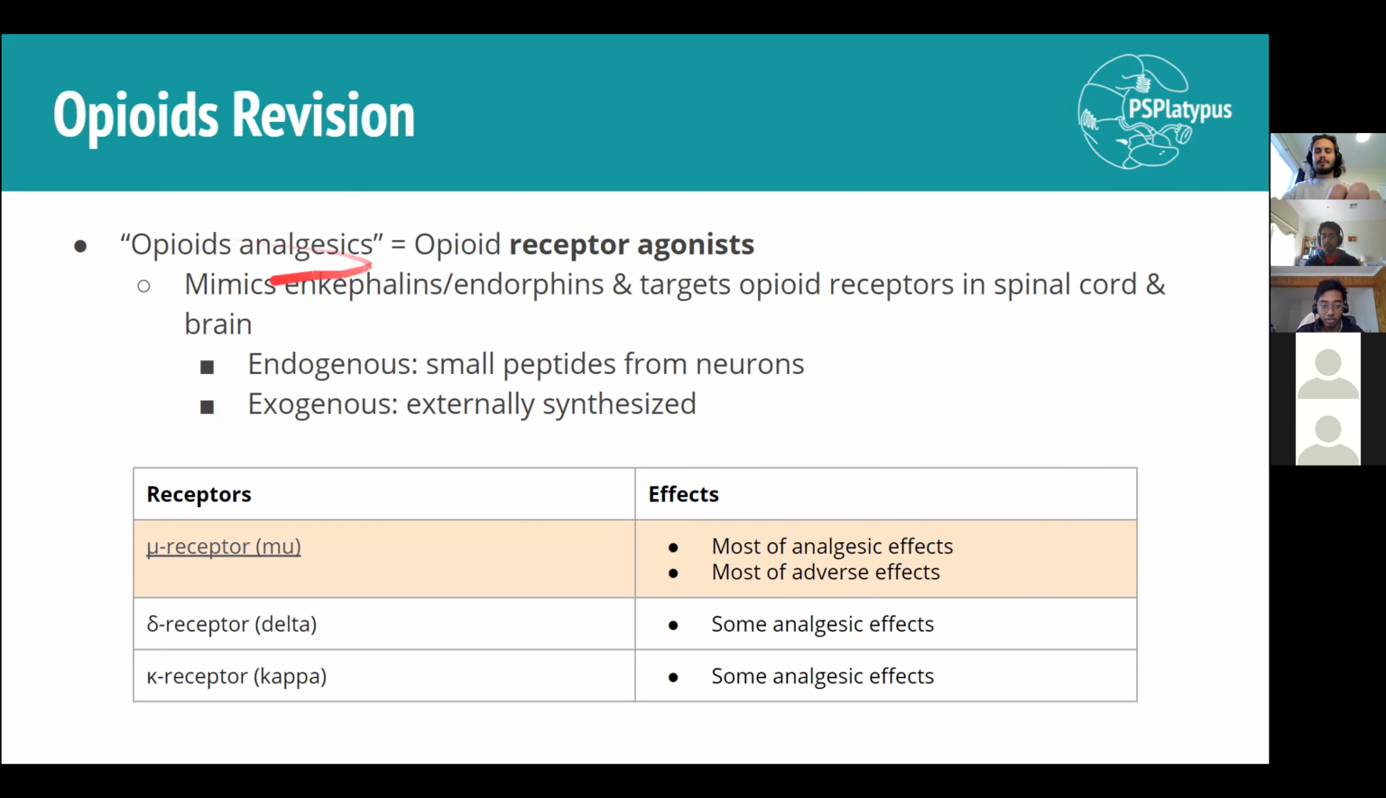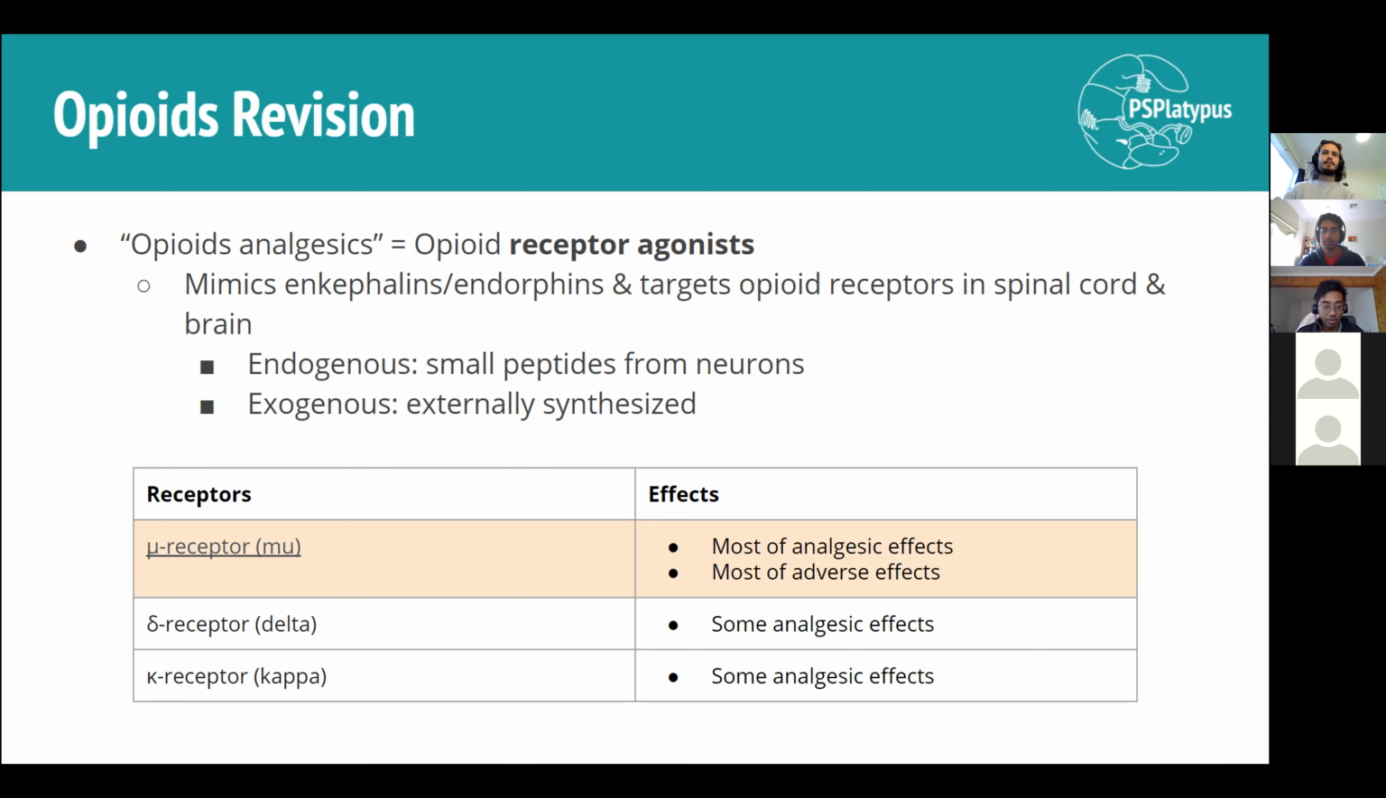But opioids essentially mimic the endogenous peptides and target the opioid receptors in the spinal cord and in the brain. Again, endogenous means it's produced by the body, so that's small peptides produced by neurons. And exogenous is stuff that's externally synthesized, like the opioid drugs that we typically use.